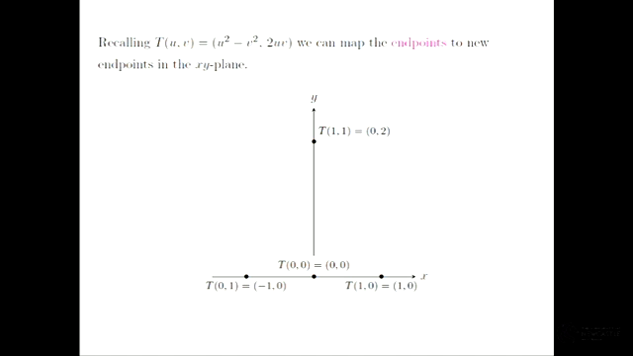Recalling that our transformation takes uv and maps it to u squared minus v squared, 2uv, we can map the endpoints to new endpoints. We had the origin on uv. If we put that in here, you get 0, 0. So 0, 0 maps to 0, 0. If you took the point 1, 1, which was the northeast endpoint of that square, you get 1 minus 1 is 0, and 2 times 1 times 1 is 2. If you put in 1, 0, you're going to get 1 minus 0, and 2 times 1 times 0. And if you plug in 0, 1, you're going to get 0 minus 1, and 0. So these are where the endpoints of the square move to under that transformation.